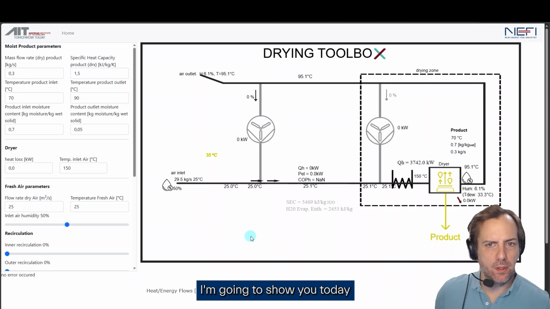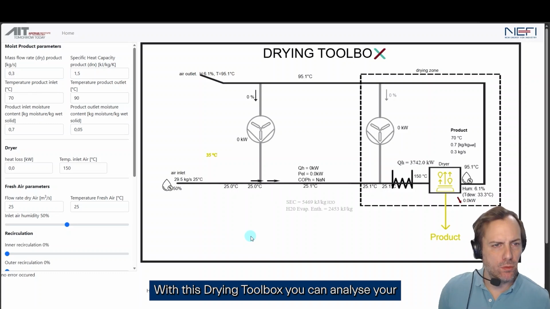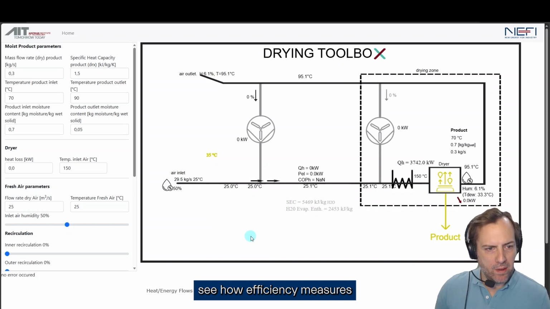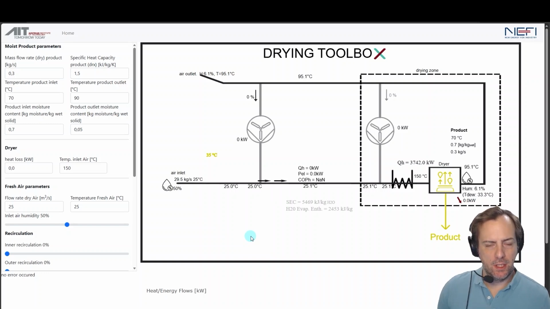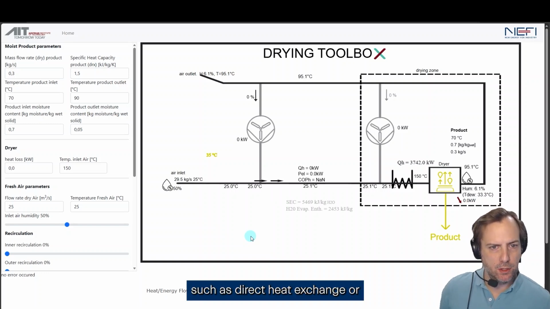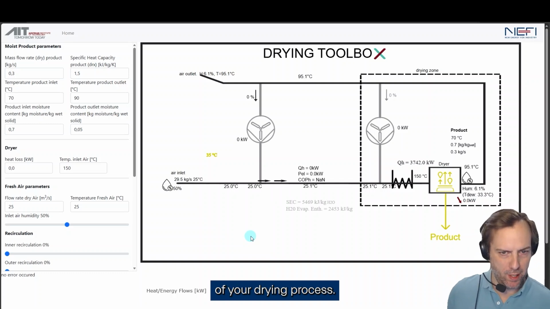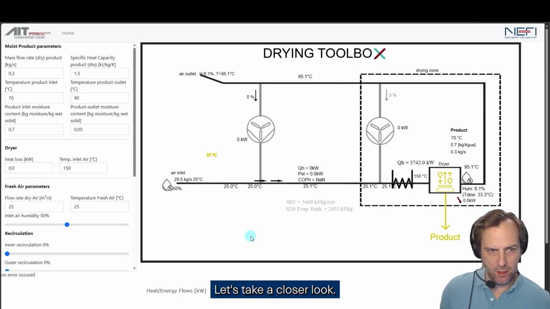I'm going to show you today a short tutorial on how to use our so-called Drying Toolbox. With this Drying Toolbox, you can analyze your industrial drying processes and see how efficiency measures such as direct heat exchange or heat pumps can increase your energy efficiency of your drying process. Let's take a closer look.